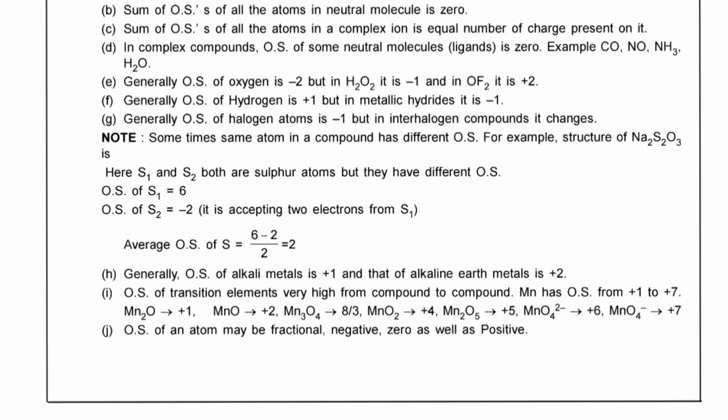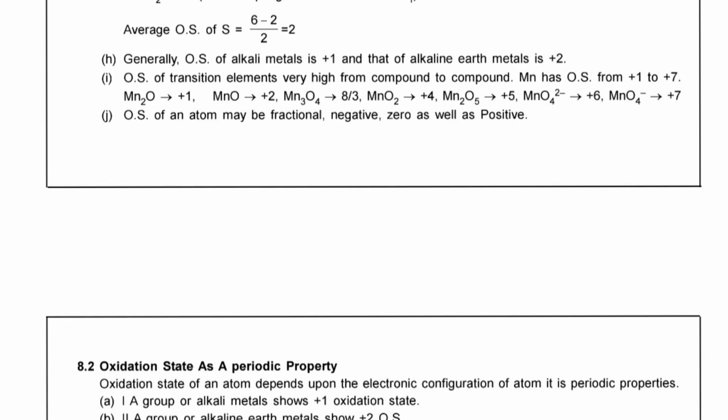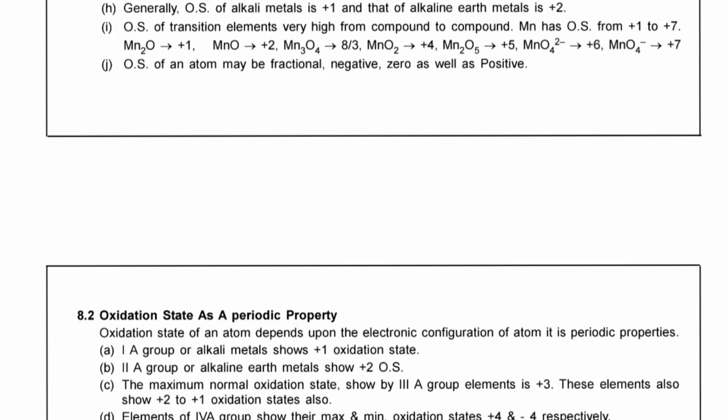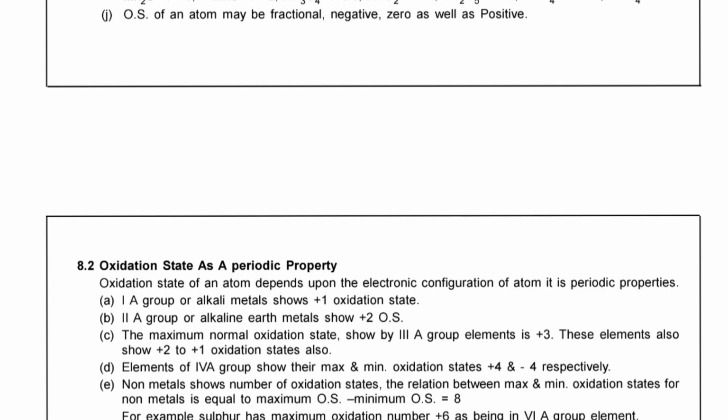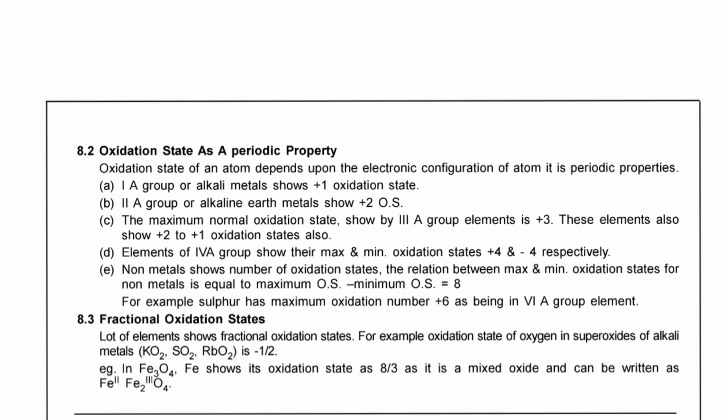Here you have the oxidation states of manganese in its compounds. Oxidation state can be fractional, zero, as well as positive. Alkali metals always show +1, and hydrogen has -1 in its metal hydrides. Oxidation states are a periodic property: 1A has +1, 2A has +2.